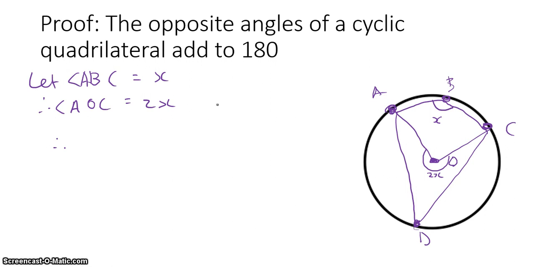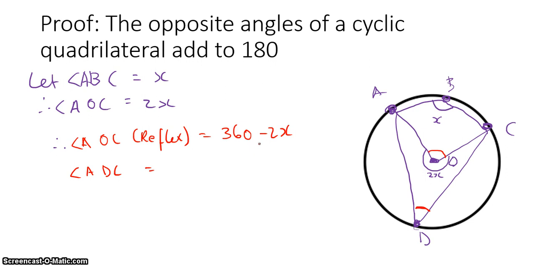What we can say is that the reflex part of it, so I'm just going to change color for a quick bit. This angle right here, the reflex angle AOC, will be 360 take away 2X. Therefore, since the double angle theorem works like this, the angle ADC is just everything here divided by 2. In other words, 180 minus X. Just dividing everything here by 2.